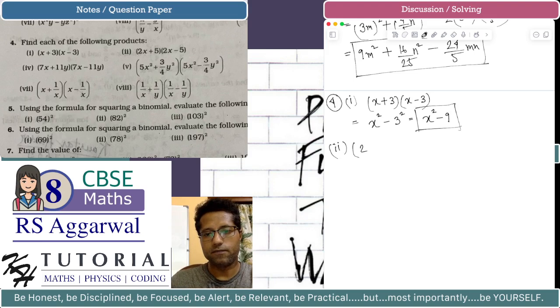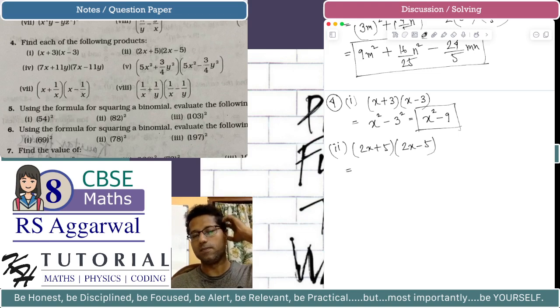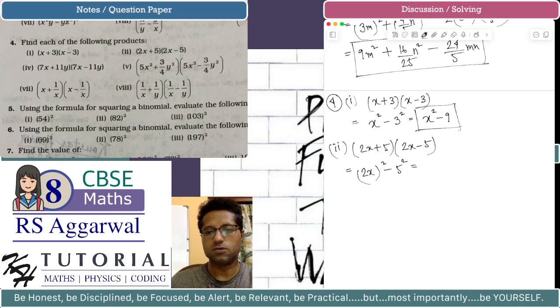Part 2, (2x + 5) multiplied by (2x - 5). So this is also of the form (a + b) into (a - b). So the answer is a square minus b square, which is equal to 4x square minus 25.